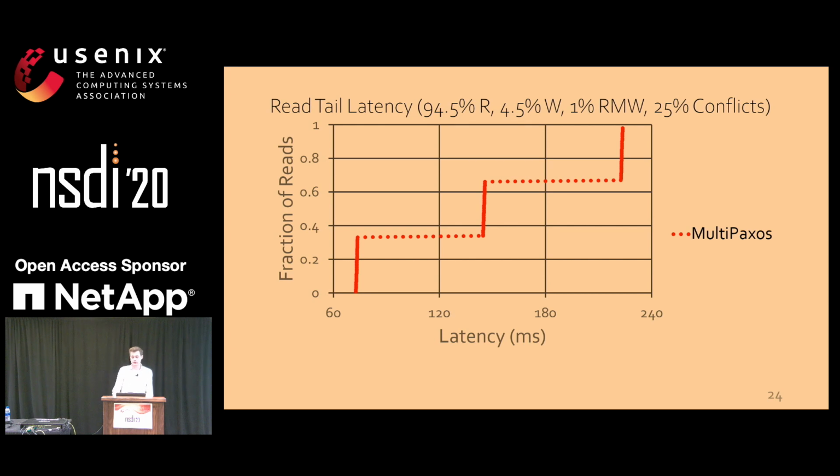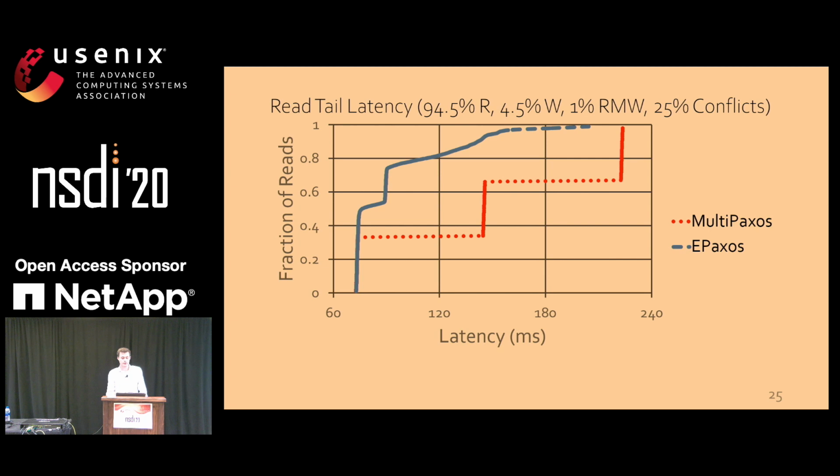In MultiPaxos, requests are serialized through a leader replica. Clients close to the leader experience relatively low latency. However, clients not co-located with the leader experience additional latency in order to forward their requests to the leader over the wide area network. And this impacts tail latency.